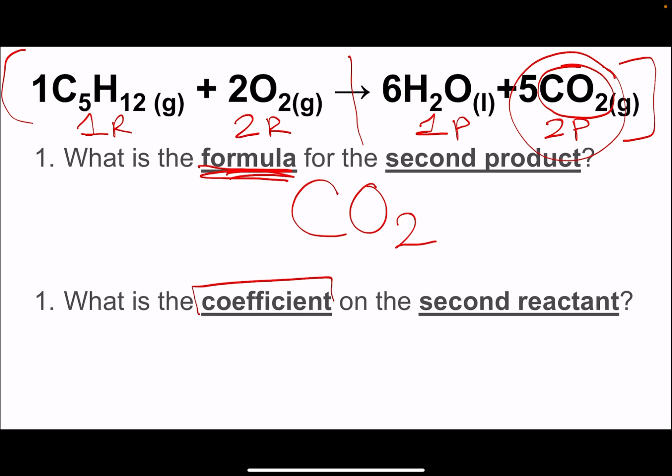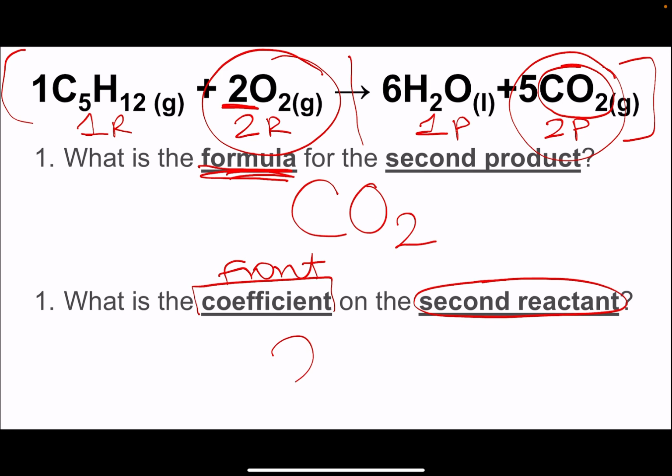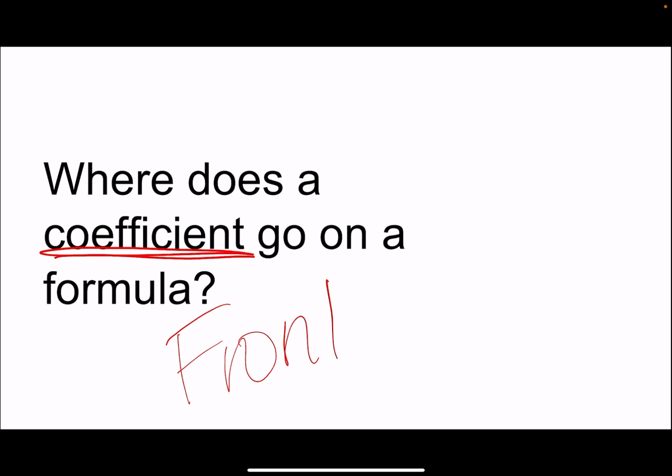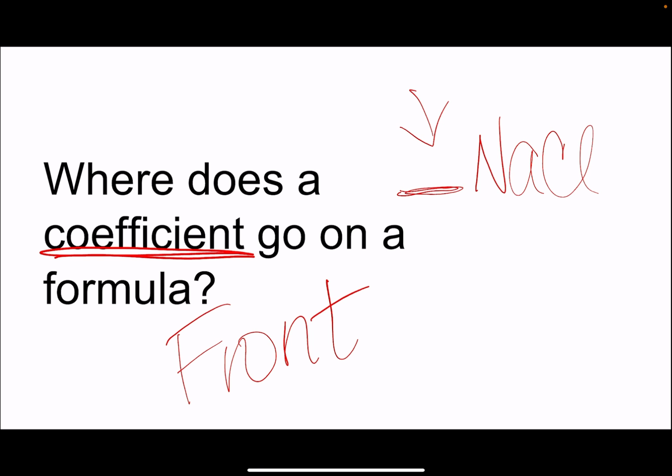Now, what is the coefficient, aka the front number, of the second reactant? Because I've already labeled it, I see my second reactant right here, and I'm going to see a 2 in front for that coefficient, which means that you have two sets of O2. Now, where does the coefficient go on the formula? Just like we talked about in the last one, it's in the front. Normally, when you're balancing, you'll see that you have a line in front that lets you know your coefficient is going to go there.